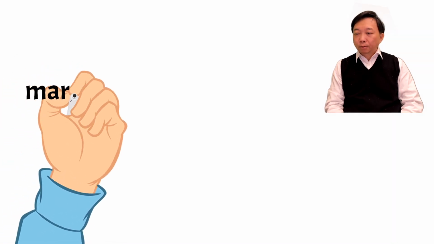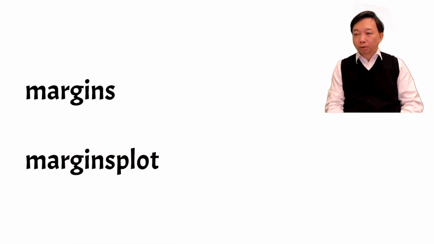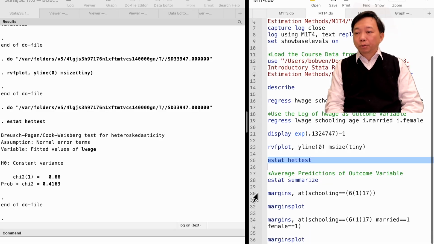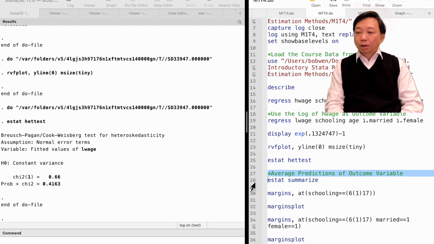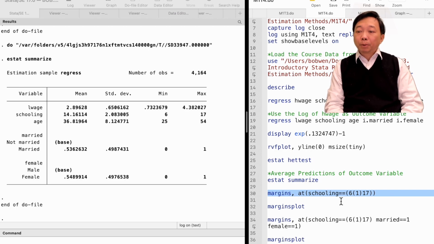To visualize the predictions, we use the margins and marginsplot commands. We use the at option to produce the fit values of the log hourly wage at certain values of the explanatory variables. We try schooling first. The variable schooling ranges from 6 to 17. We type margins, comma, and the option at. Then we put the range of schooling in the parentheses.